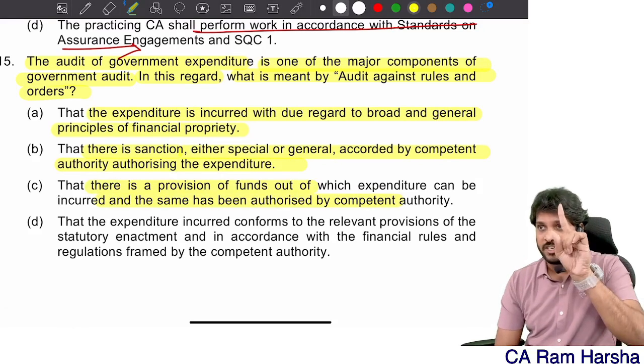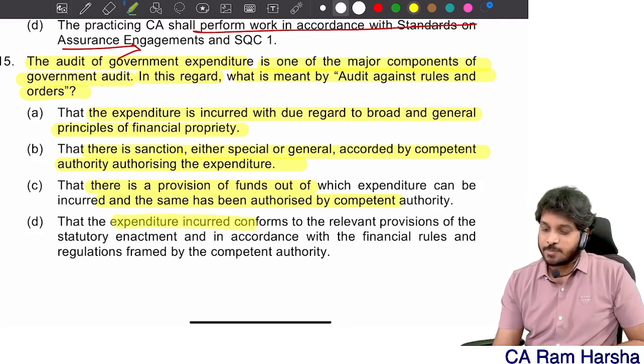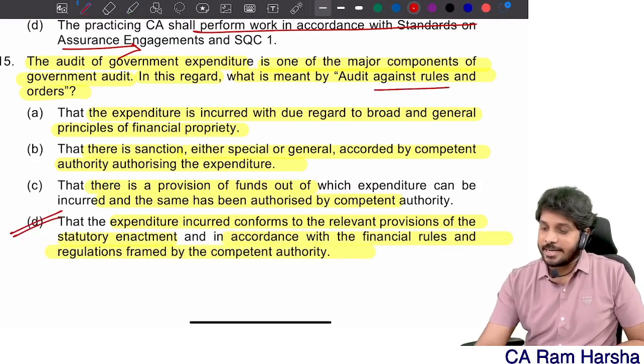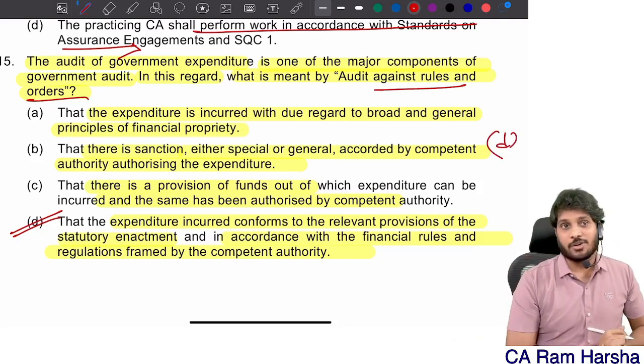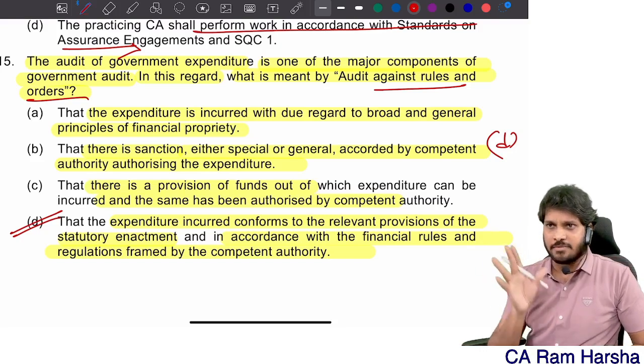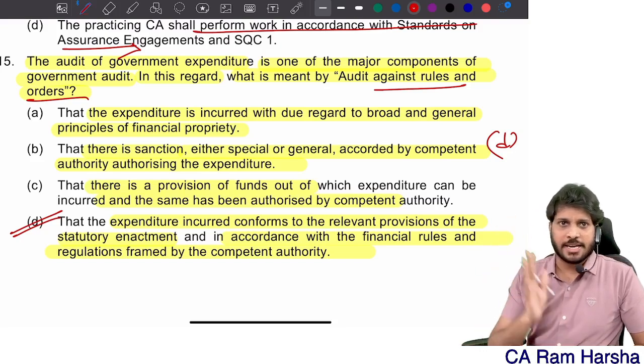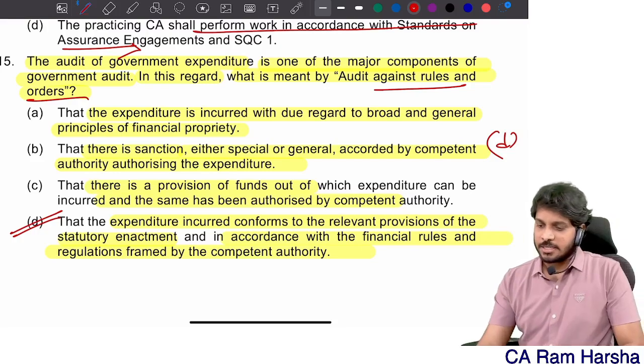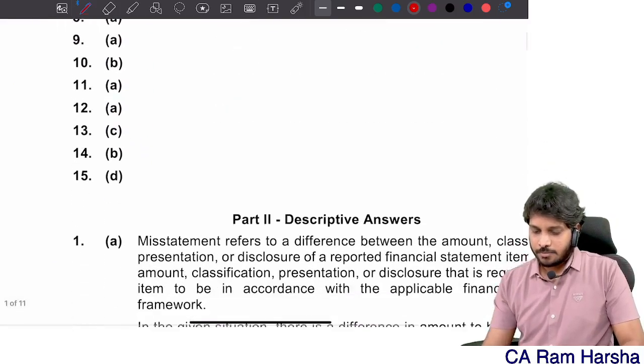That's an audit of provisioning of funds. That the expenditure incurred is according to relevant provisions of statutory law in accordance with rules and regulations. This is called audit against rules and orders. So the answer is D. Government audit, if you study, you will understand that. In the various types of entities chapter, we have government audit also. If you study that, you will get that. Clear? Next.